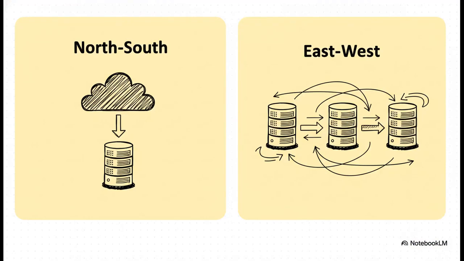So let's make sure we're crystal clear on the two types of traffic here. North-south is that classic user-to-server traffic we just talked about. But east-west traffic, that's all the chatter happening inside the data center, from server to server. It's the constant back and forth that modern, complex apps need to actually work.